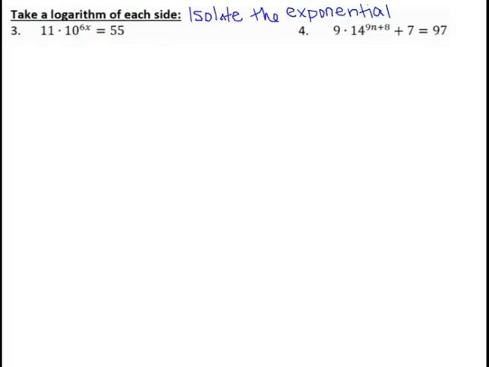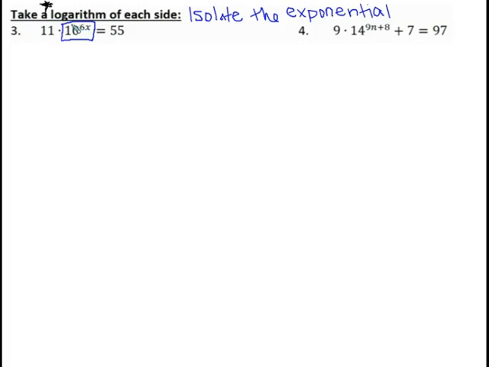Alright, so let's move on to some examples where using those properties of equality like we did in the last two examples may not work. Okay, in these cases we're going to have to eventually take a logarithm to help us solve these equations. So notice how both of these are exponential equations. We have a variable in the exponent position. So our goal, if we want to figure out the value of x, if x is in that exponential position, is to isolate the exponential, meaning we want to get the base and the exponent all by itself.